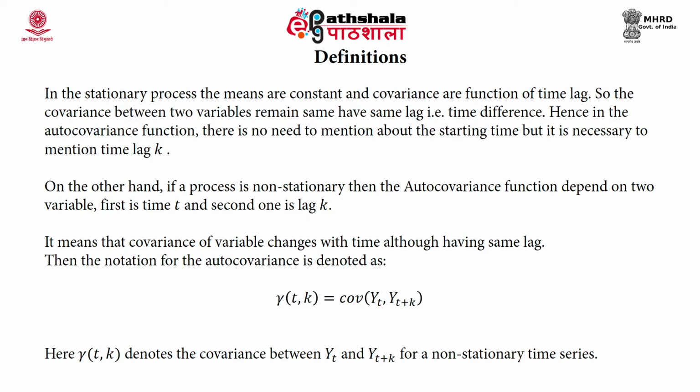On the other hand, if a process is not stationary, then the autocovariance function depends on two variables. First is time and second one is lag k. It means that covariance of variables changes with time although having the same lag. Then the notation for the autocovariance is gamma t comma k, that is covariance of yt and yt plus k. Here gamma t comma k denotes the covariance between yt and yt plus k for a non-stationary time series.